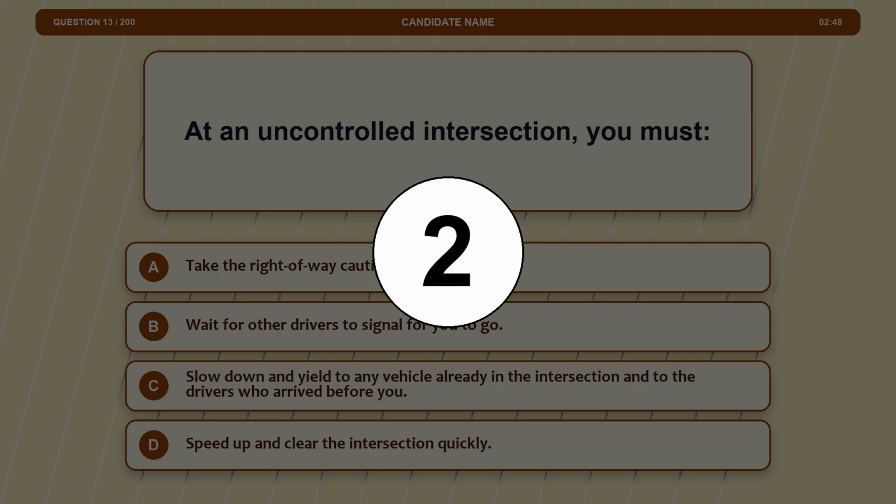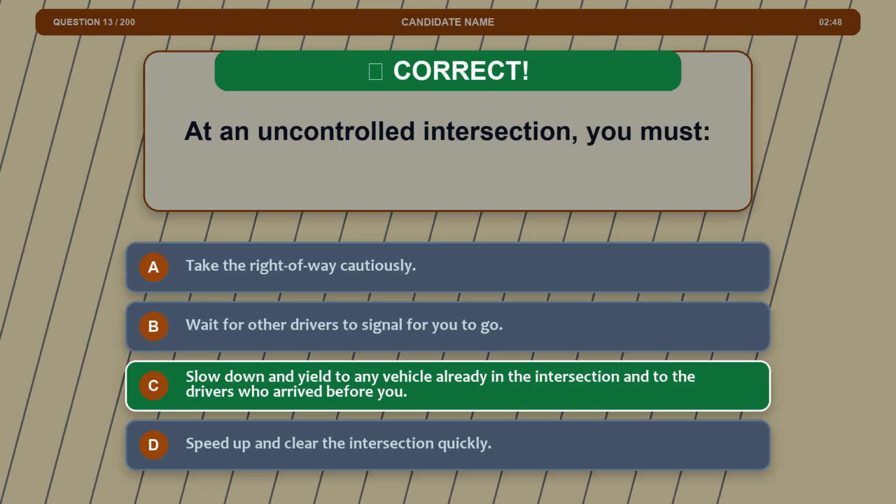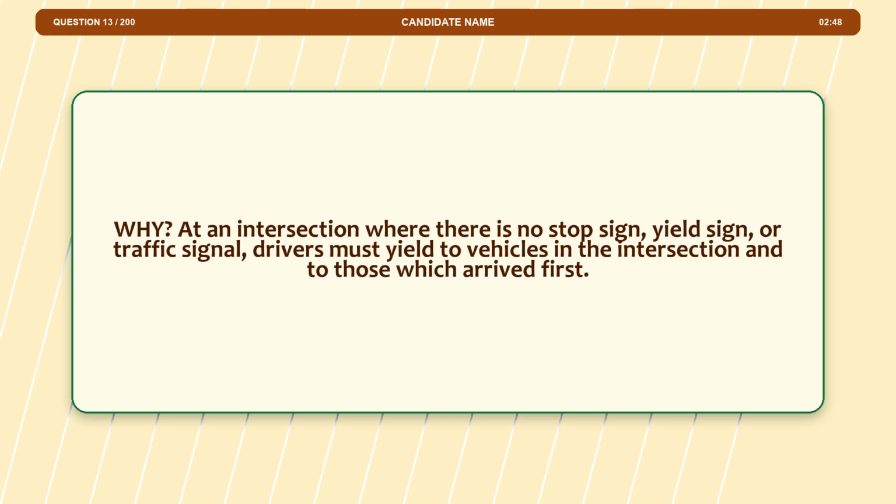The correct answer is option C, slow down and yield to any vehicle already in the intersection and to the drivers who arrived before you. Explanation: at an intersection where there is no stop sign, yield sign, or traffic signal, drivers must yield to vehicles in the intersection and to those which arrived first.